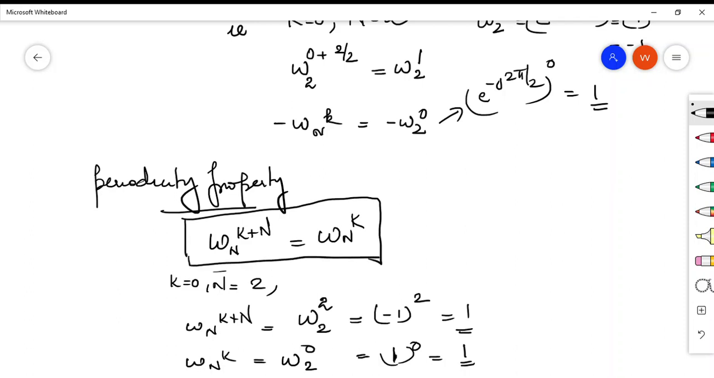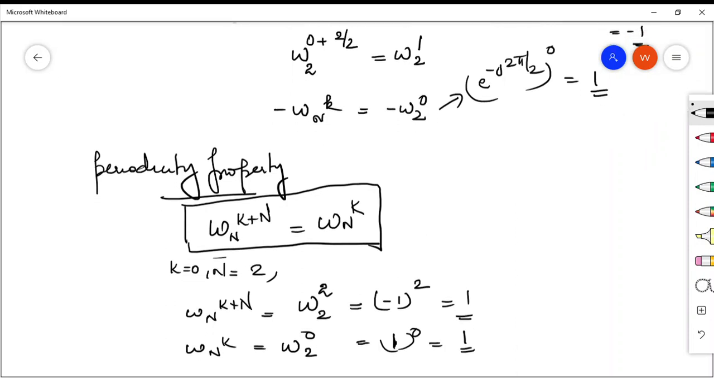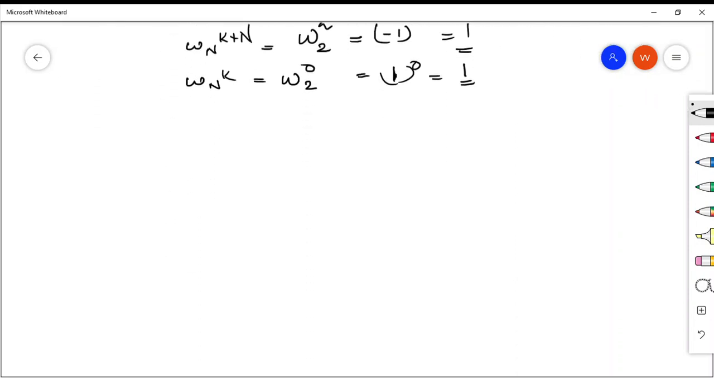And this fast Fourier transform is based on these two properties. One thing, it uses a divide and conquer approach. Second thing, it uses the symmetry and periodicity property of the twiddle factor. By exploiting these two factors, you are reducing the number of complex additions and complex multiplications in DFT calculations. And this is done in two methods. One is decimation in time and second method is decimation in frequency.